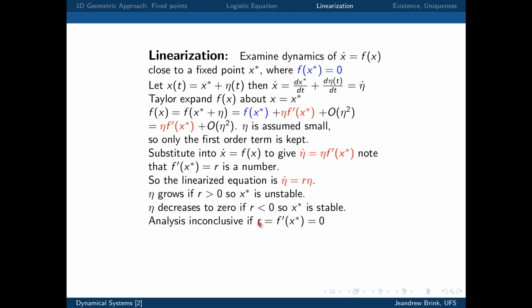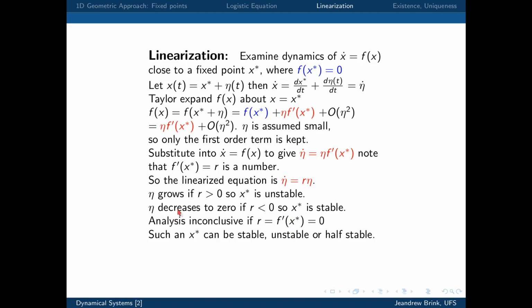And if you have r equal to 0, you can say nothing, because you have to look at higher order terms. So your analysis is inconclusive if the derivative at the fixed point is equal to 0. In that case, you actually have to look at higher order ones, and we'll give you an example in one of the problems that illustrates how this happens. So if the derivative is 0, then just know you can say nothing. It can be either stable, unstable, or half stable, and we'll show you the examples.